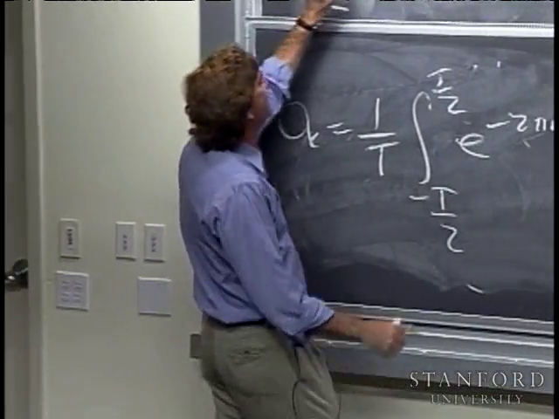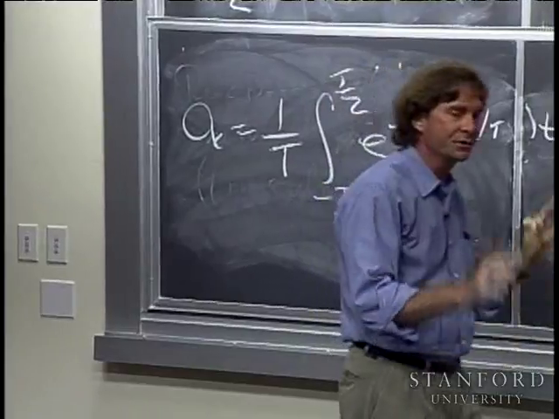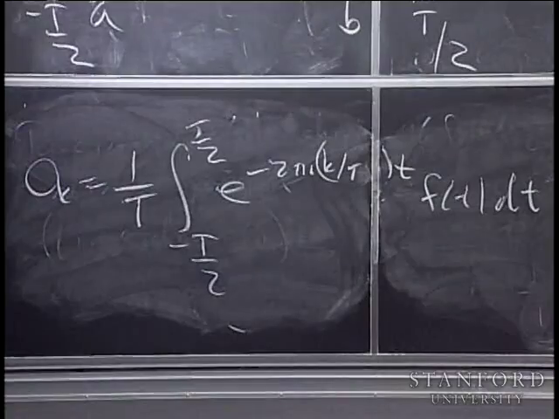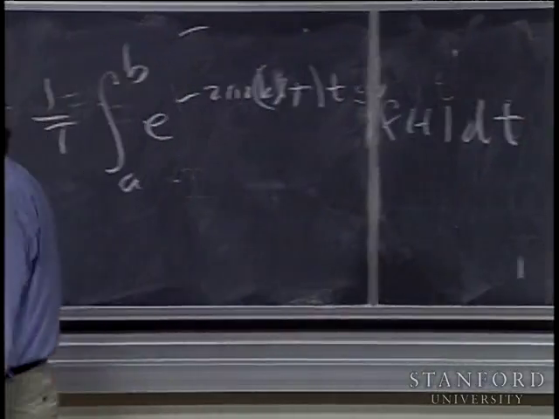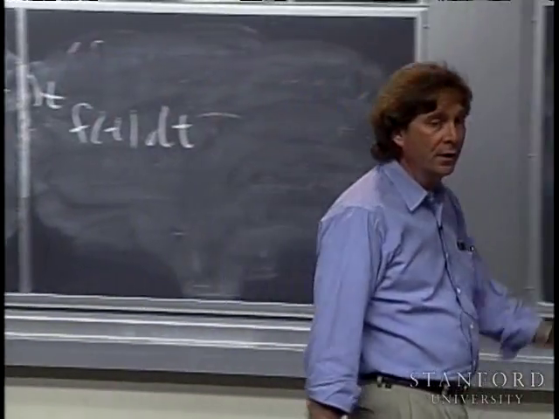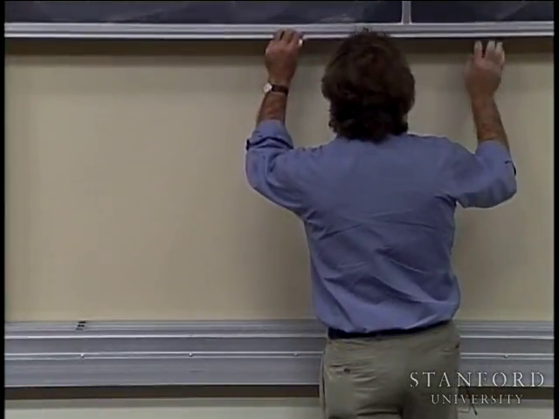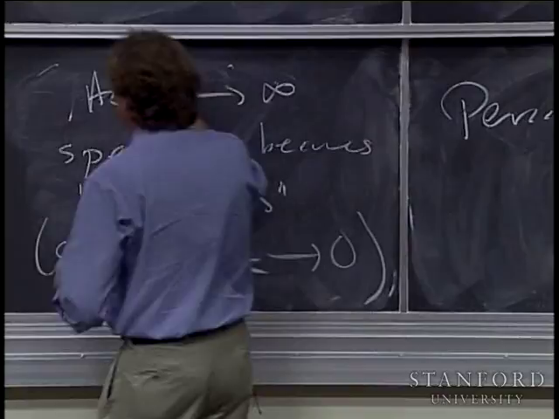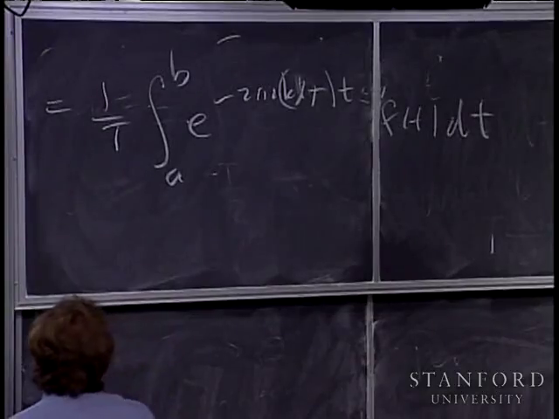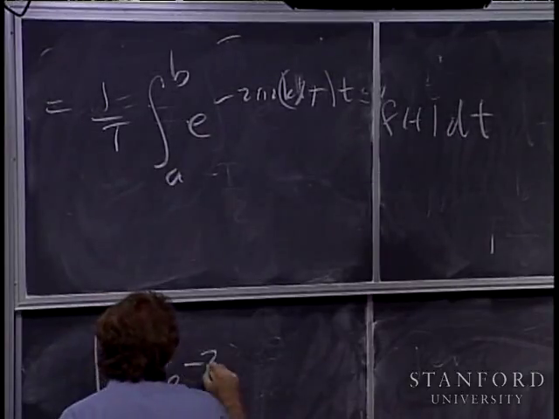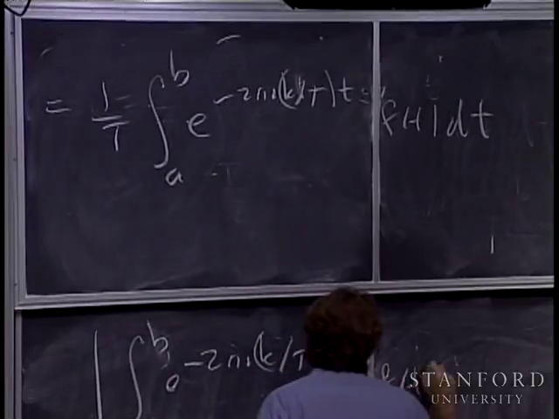That's the k-th Fourier coefficient. But now, f is 0 less than a and bigger than b, and those numbers are fixed. Those are given to us. So this is equal to 1 over T times the integral from a to b of e to the minus 2 pi i k t over T, f of t dt, because the function f is 0 less than a and bigger than b. Now this integral in absolute value is going to be bounded.